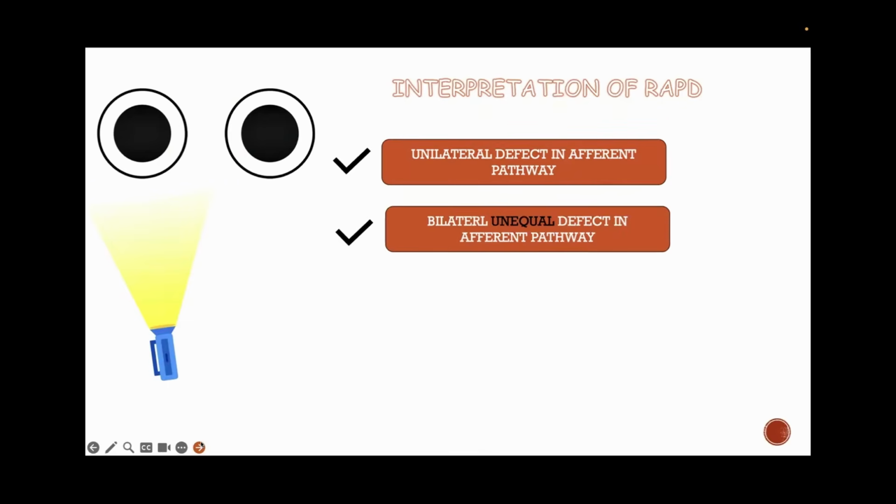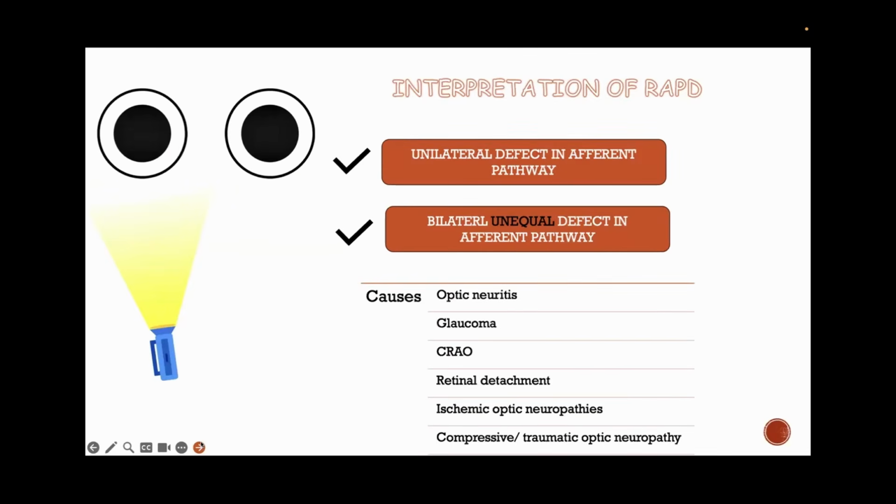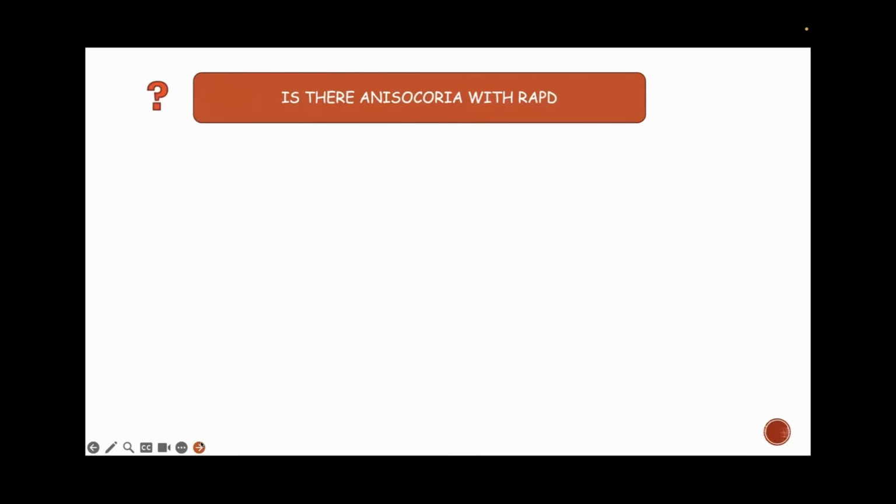It can also mean that the nerves are involved bilaterally, but with an unequal involvement. The eye showing RAPD is actually more damaged than the other nerve. These are the two interpretations you can have when you look at RAPD. Causes can be optic neuritis, central retinal artery occlusion, ischemic optic neuropathies, compressive, traumatic. The list is just endless.